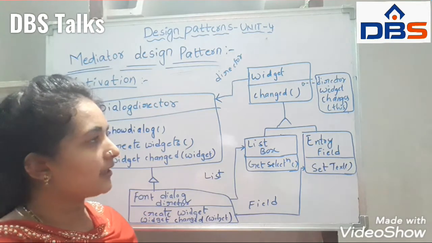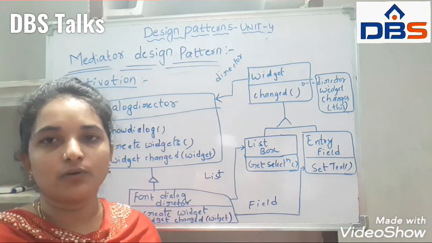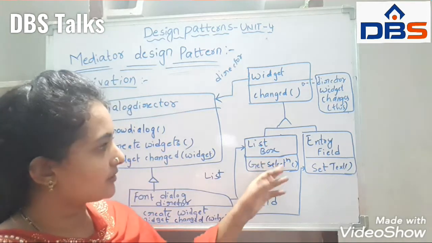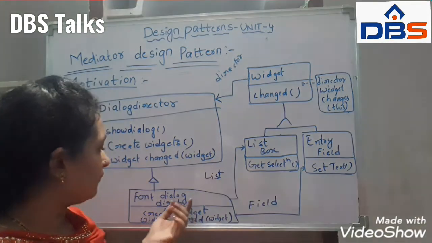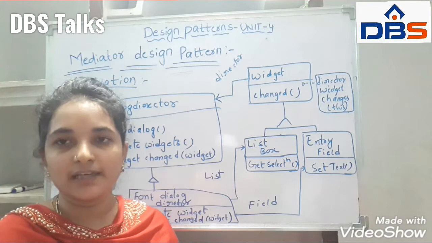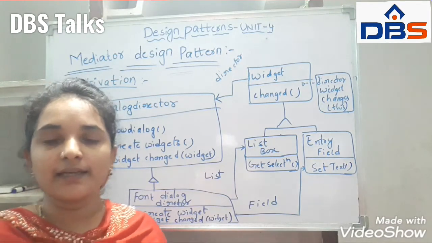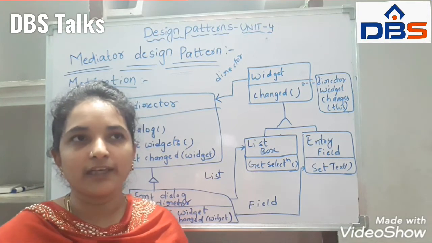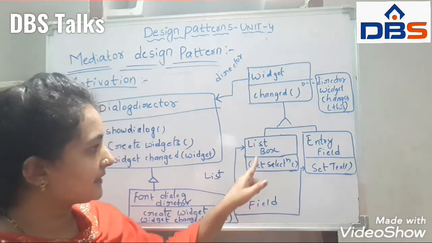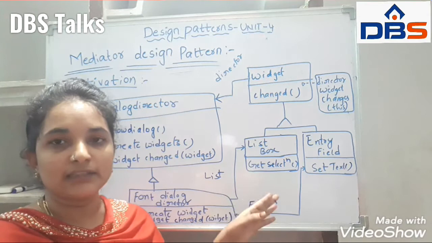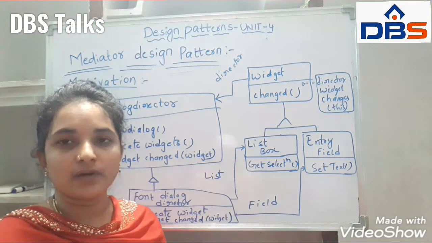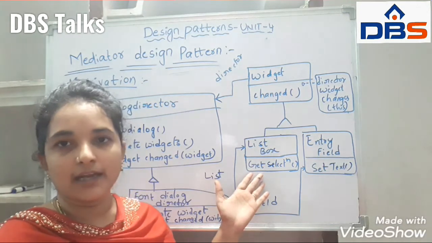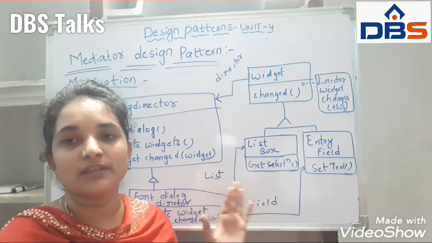These are nothing but what I have drawn in the previous image. The list box, entry field and font dialog are the different types of widgets we are having. With these widgets we have to select and communicate with the system. A list box is nothing but a menu, in which we have a list of information, and we have to select whatever the user needs.